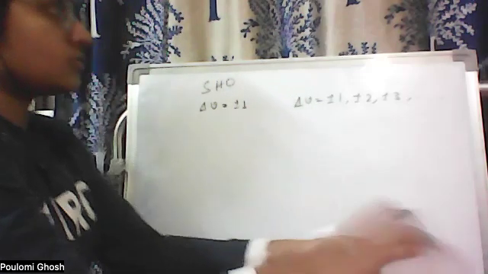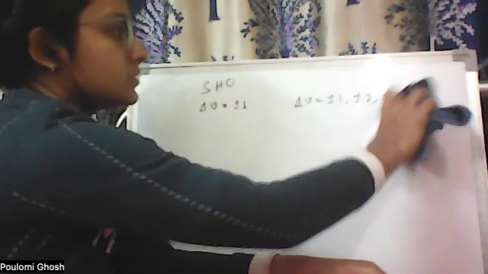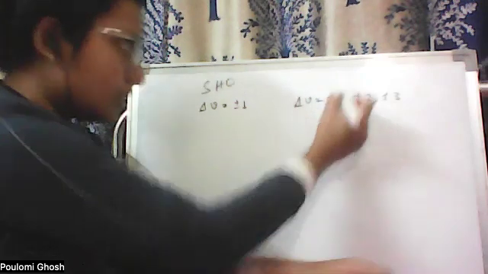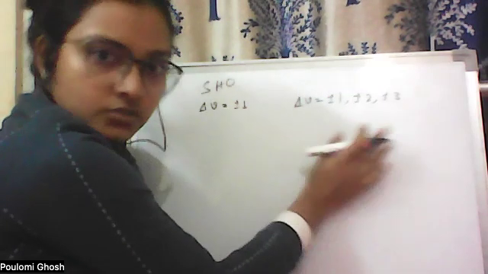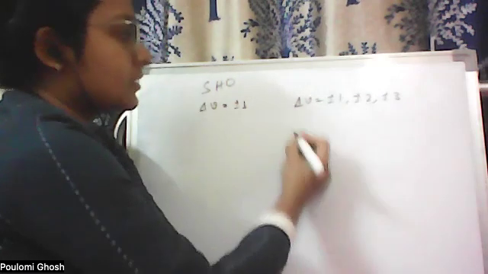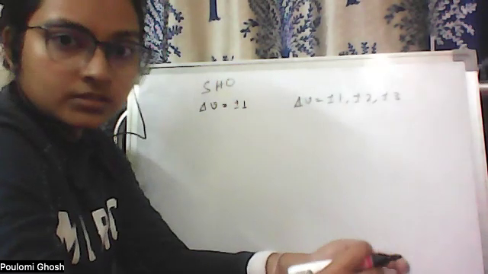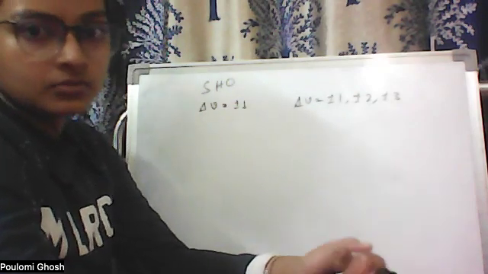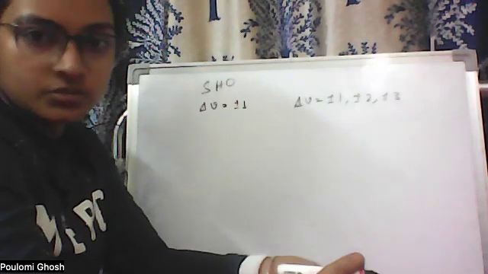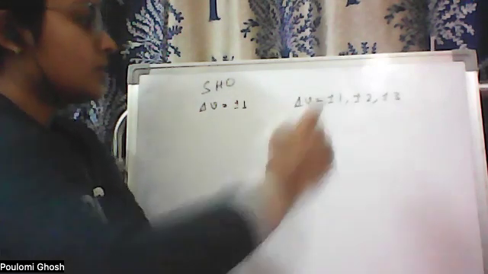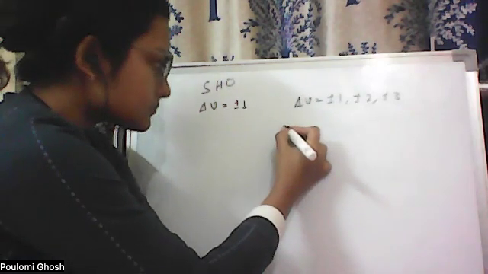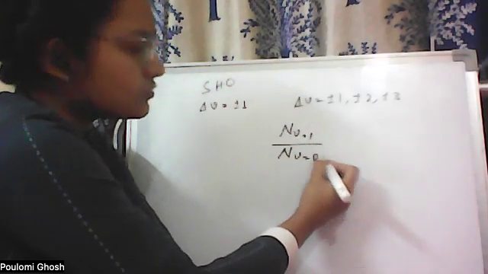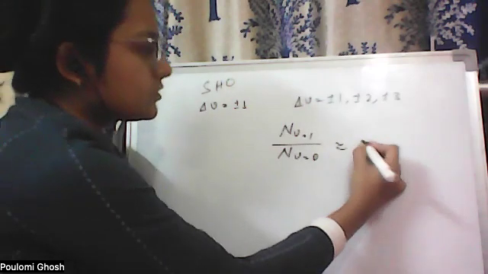We see that the selection rule is 0, plus minus 1, plus minus 2, and plus minus 3. And if we consider the population of vibrational levels from the Boltzmann distribution formula, we can see that the population of V equals 1 divided by the population of V equals 0 is nearly equal to 0.01.